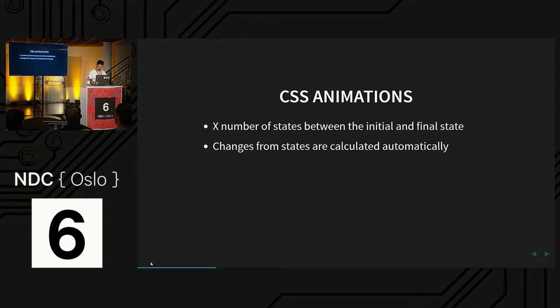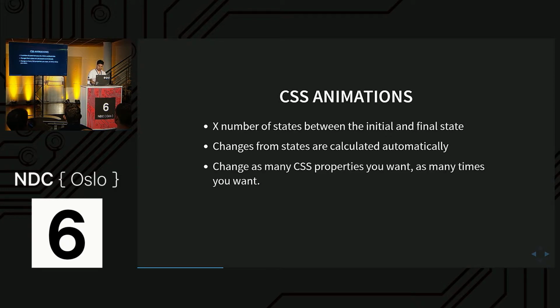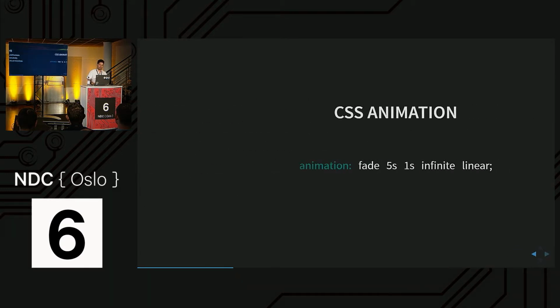I guess I have to use the mouse. Yeah, you can make as many CSS properties as you want, as many times as you want. And then the change in the properties change gradually. If you're changing the color from yellow to red, so you will get the orange in the middle. So you don't change the color right away. There is a graduation thing in the middle.